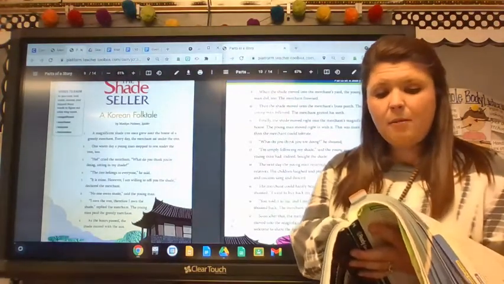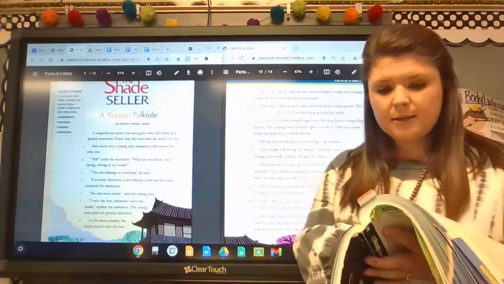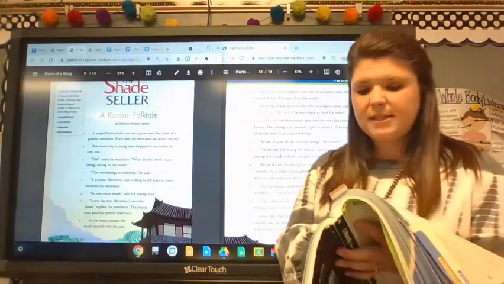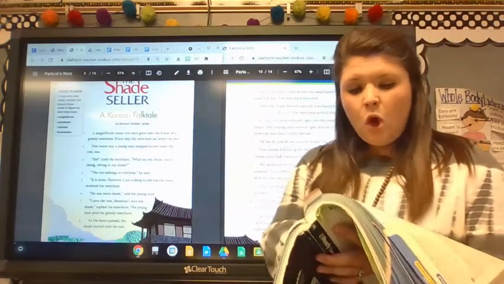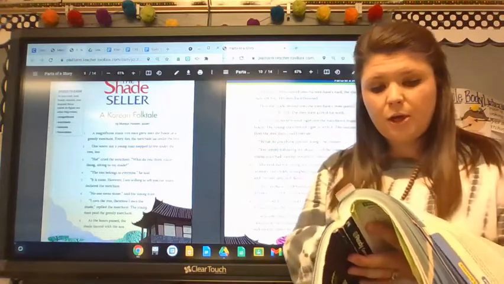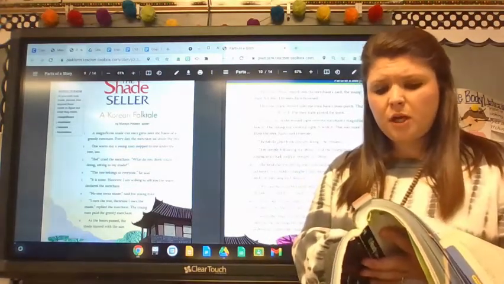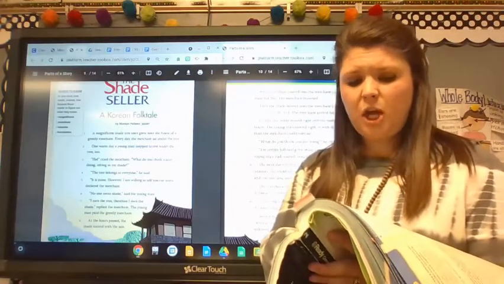A magnificent shade tree once grew near the house of a greedy merchant. Every day the merchant sat under the tree. One warm day, a young man stopped to rest under the tree too. "Ho!" cried the merchant. "What do you think you're doing sitting in my shade?"